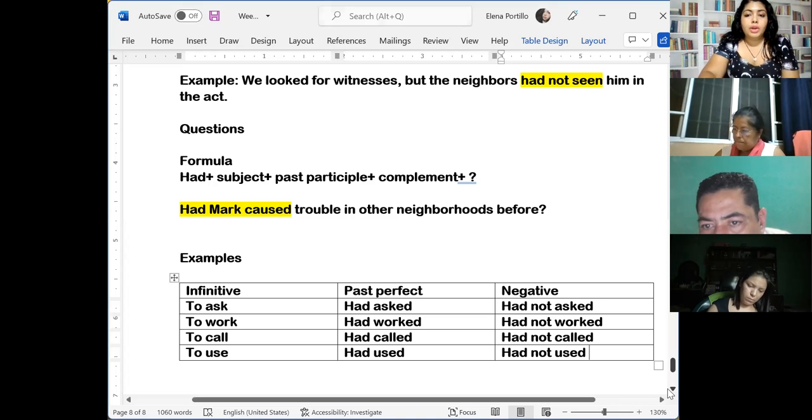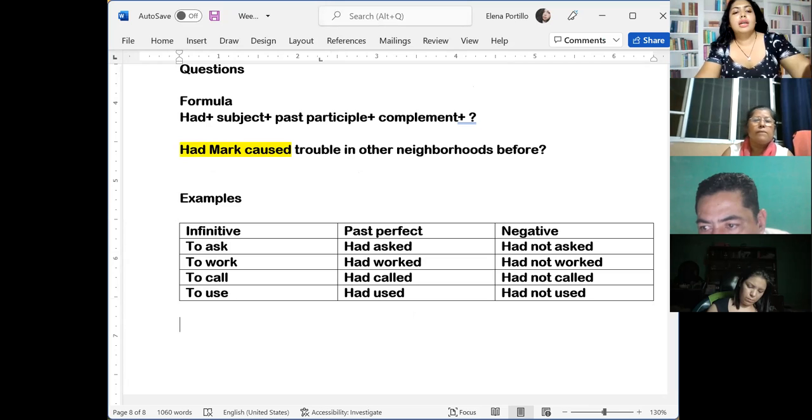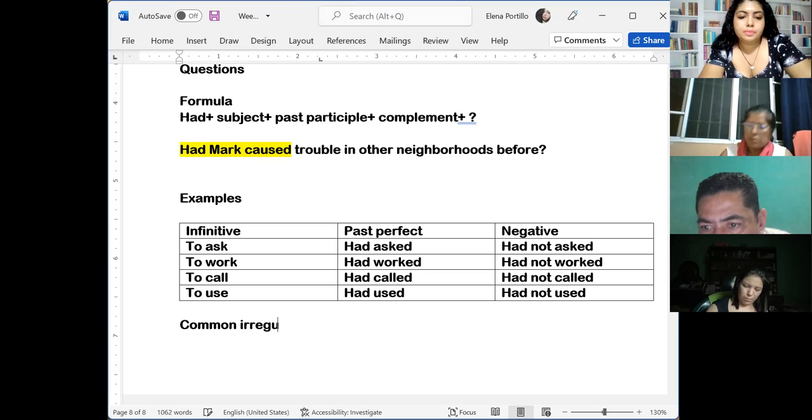So then we have some examples of irregular verbs in this tense. The first one was the regular verbs, and now we have the common irregular verbs.